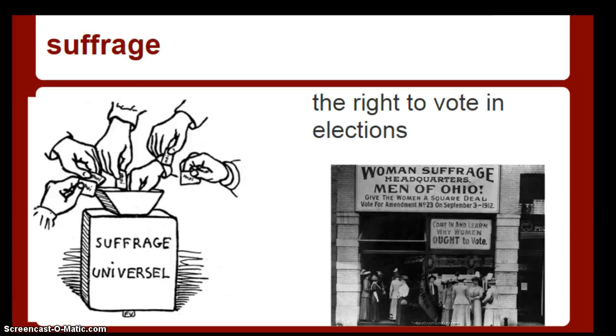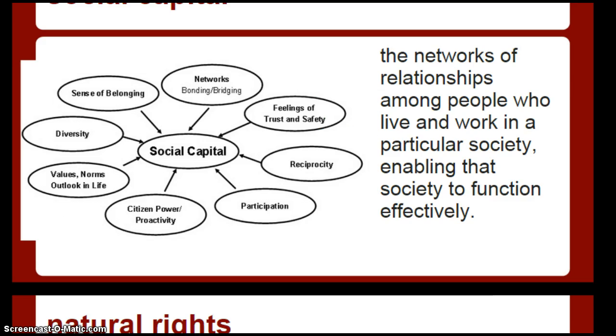Next term is suffrage. Hopefully that's a word that sounds familiar. Suffrage means the right to vote. And we have talked about suffrage with the 15th and 19th Amendments. So universal suffrage would mean that all citizens get to vote. And there's a picture here of the women's suffrage movement back in the early 1900s.